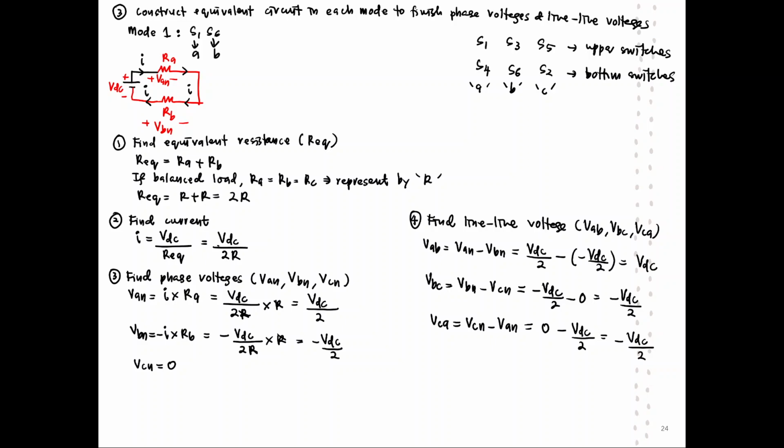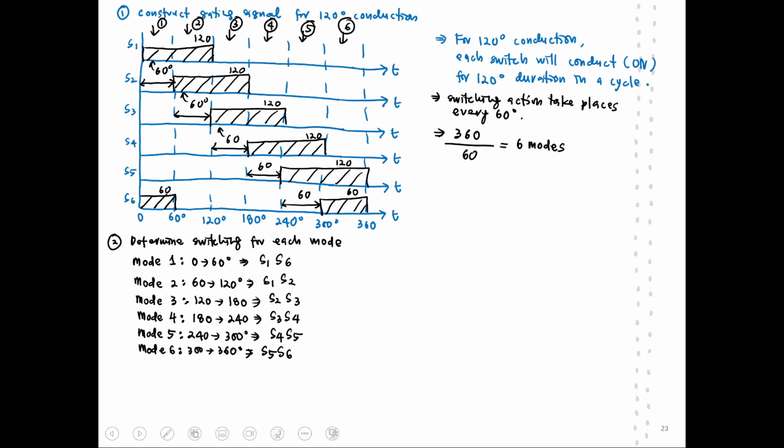Then we are going to do mode number 2. For mode number 2, the switches are S1 and S2. S1 is the upper switch for phase A. S2 is the bottom switch for phase C. So in this case, your phase B will be open circuit.